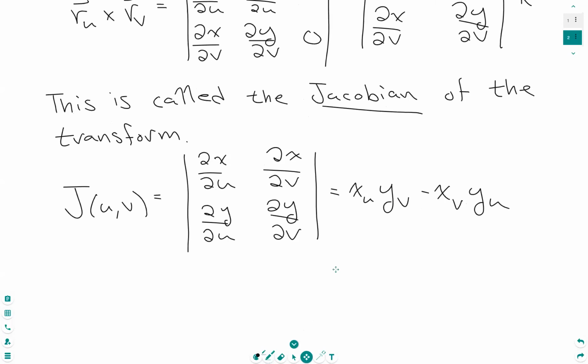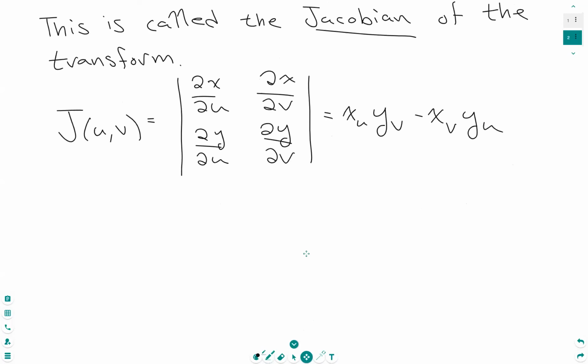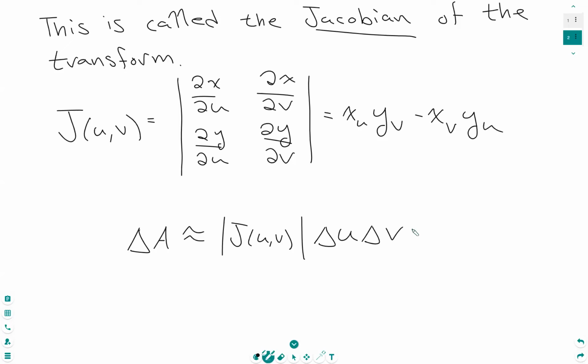And what is the Jacobian useful for? What was this telling us? Why did we do all this work? Well, it says that the area, for our rectangle, is approximately the absolute value of our Jacobian times the change in u times the change in v.